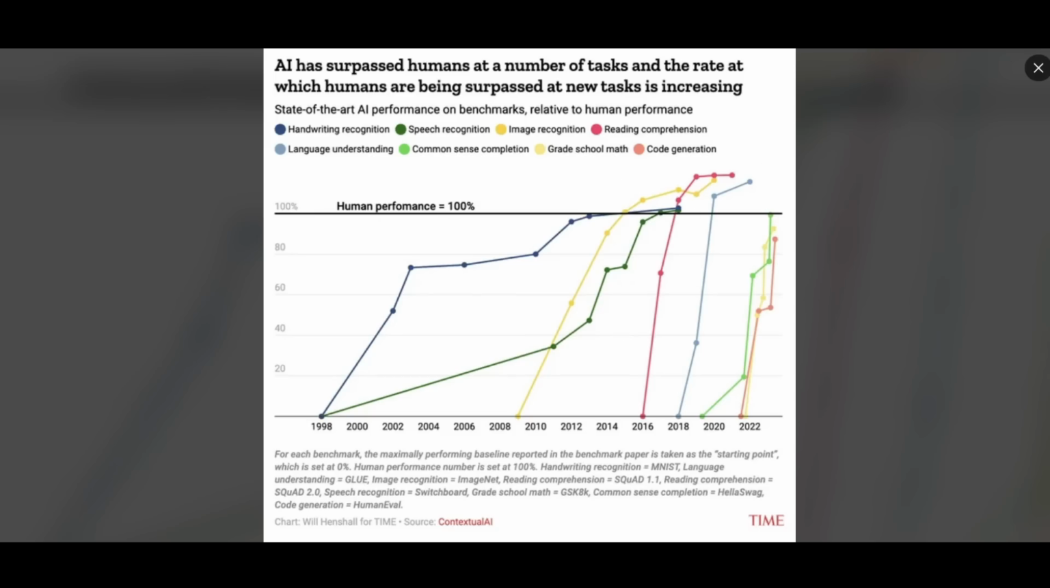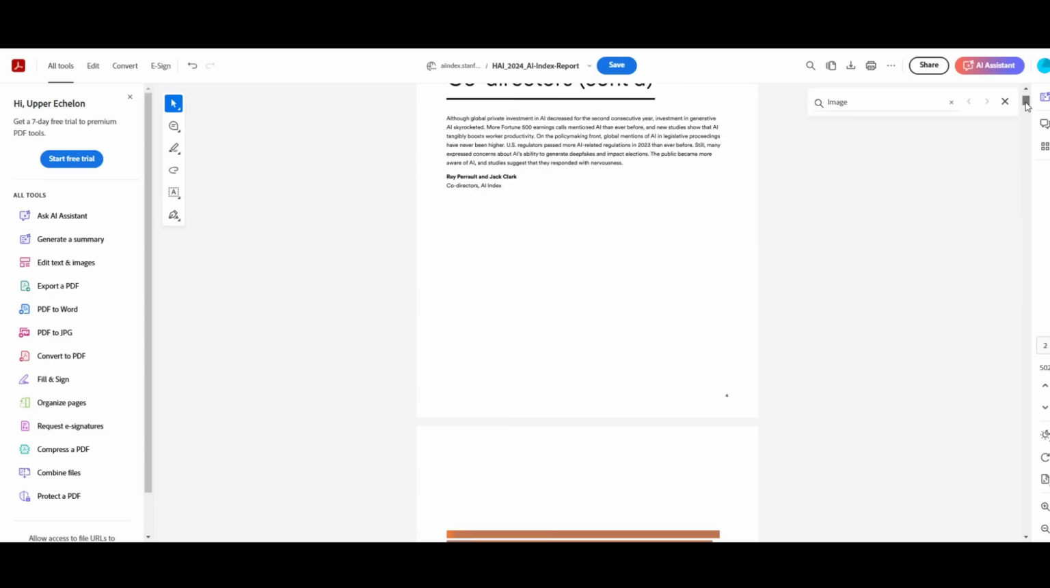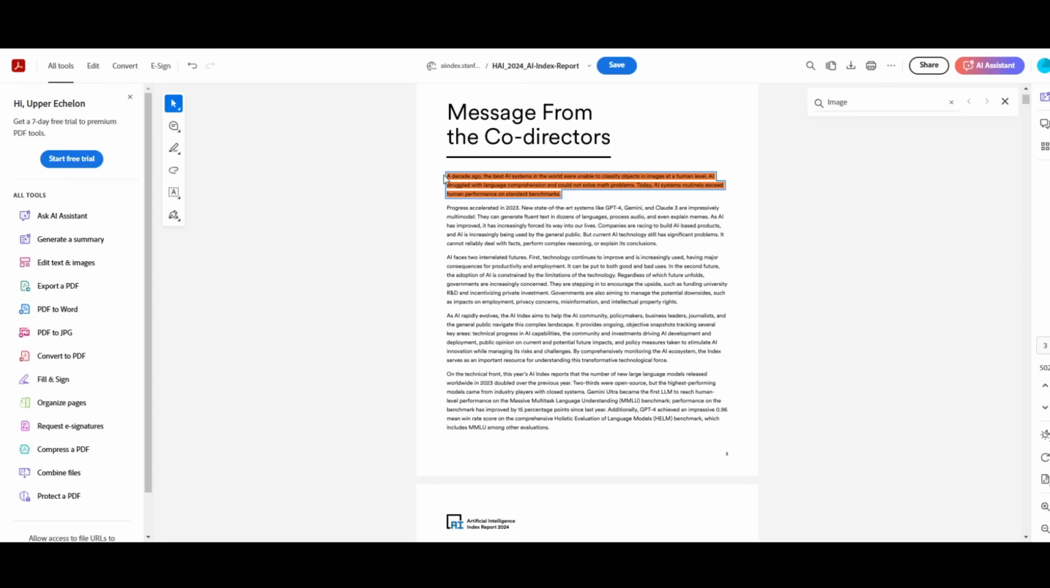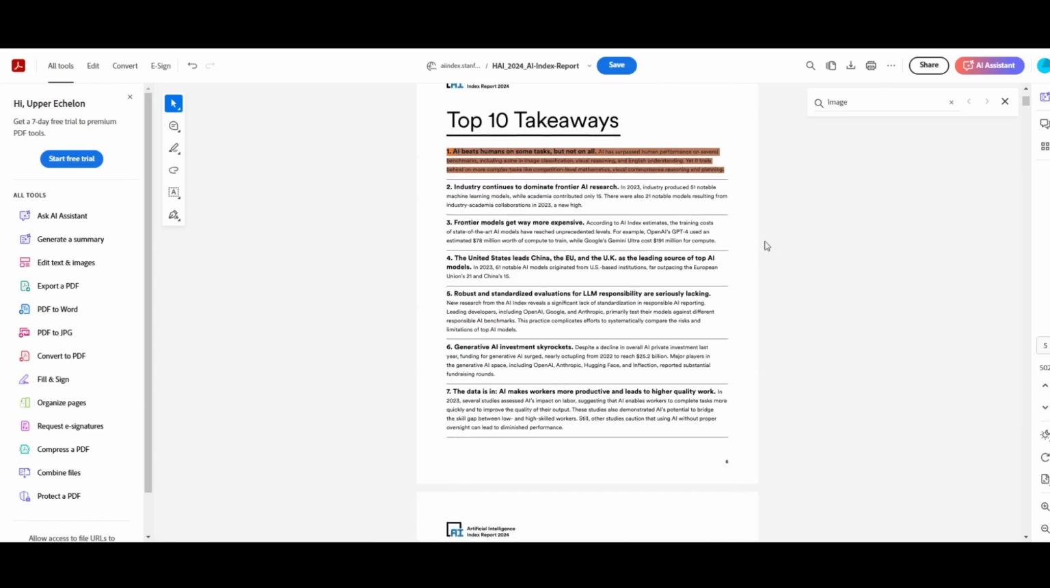From the 2024 Stanford Artificial Intelligence Index report, quote, a decade ago, the best AI systems in the world were unable to classify objects in images at a human level. AI struggled with language comprehension and could not solve math problems. Today, AI systems routinely exceed human performance on standard benchmarks, end quote, as well as on page 5, quote again. AI beats humans on some tasks, but not all. AI has surpassed human performance on several benchmarks, including some in image classification, visual reasoning, and English understanding. Yet it trails behind on more complex tasks like competition-level mathematics, visual common sense, reasoning, and planning, end quote.